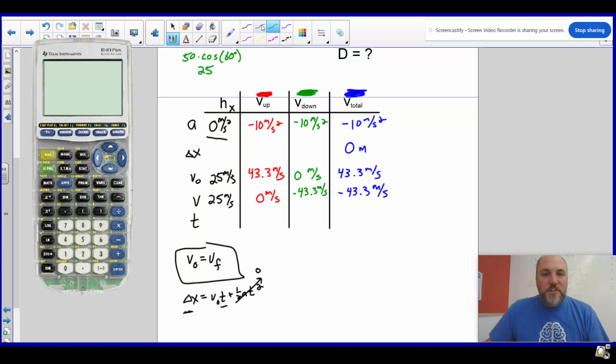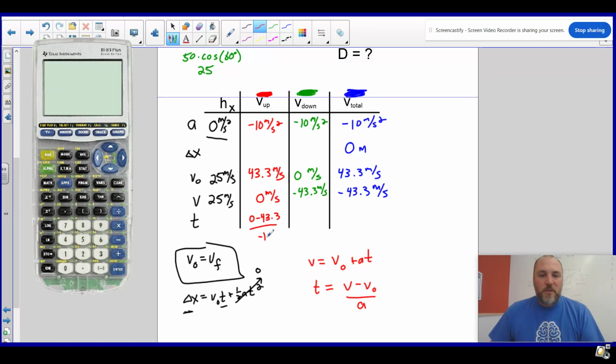So I'll start with the upward trajectory. Sometimes we just like to have that 0. That can be nice. I want to always start with a kinematic equation, so I'll start with the first one. V final equals V initial plus AT. And I've got A, I've got V initial, I've got V final. So I should be able at this point to solve that for time by subtracting V initial to the other side and then dividing by acceleration. So to get the time for the upward trajectory, I would do final velocity minus initial divided by the acceleration, -10, and I get about 4.33 seconds.